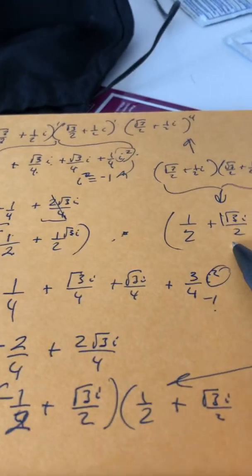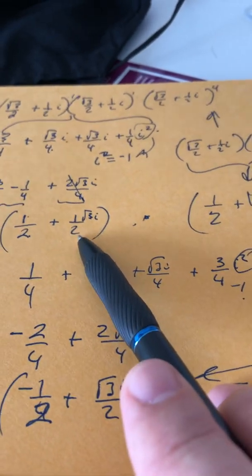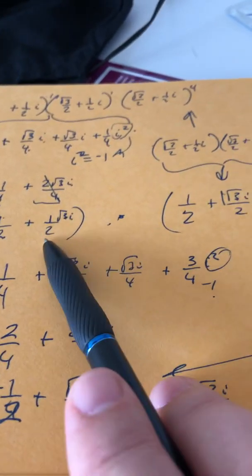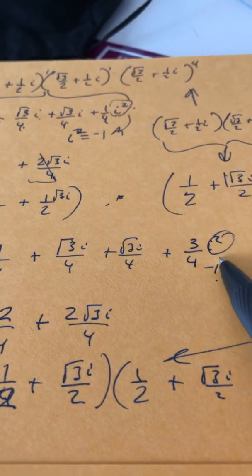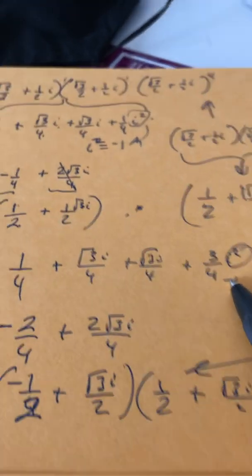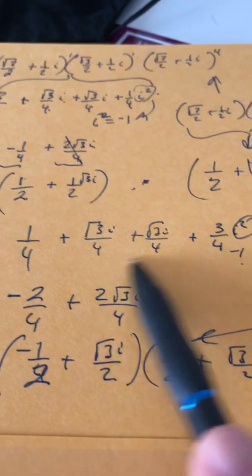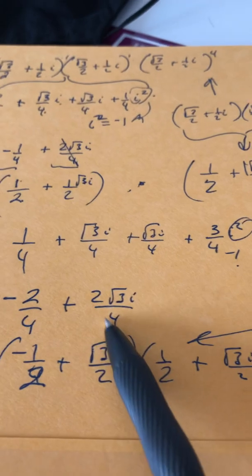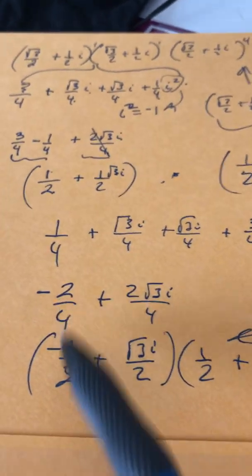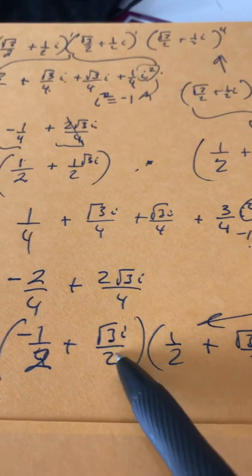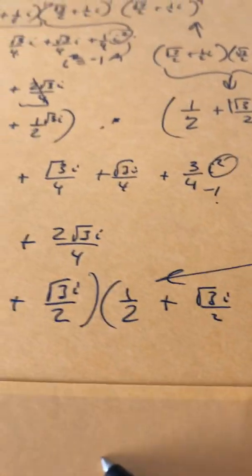1/2 times the square root of 3 over 2 is square root of 3 over 4. This one times this one, square root of 3 over 4. And this one times this one is 3 over 4i squared. And remember that i squared is negative 1. So this and this combine, giving us a negative 2 over 4. And these two combine to 2 over 4 square roots of 3i. So those will reduce. I have negative 1/2. I have square root of 3 over 2. And I grab the other part and pull that back.